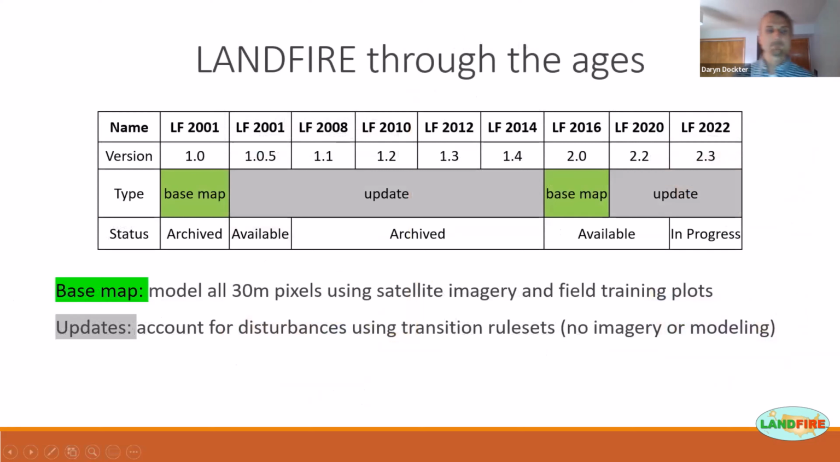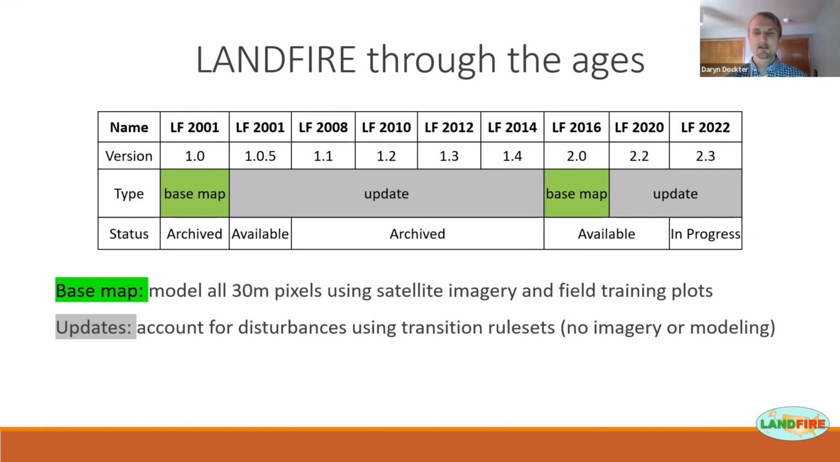I wanted to give a little history of LANDFIRE and where we're at. We started off with version 1.0, the maps were circa 2001, representing those conditions. Those were our initial base maps. So we modeled all 30-meter pixels using satellite imagery, field training plots, classification trees, the whole 9 yards. That was subsequently updated over the next 15 years with transition rule sets. So no imagery or modeling involved, but basically just saying if there's this type of disturbance, we're going to change those pixels based on these rules, informed by expert opinion.